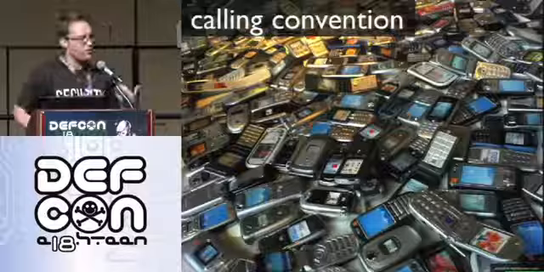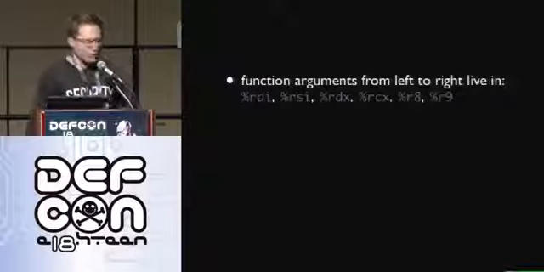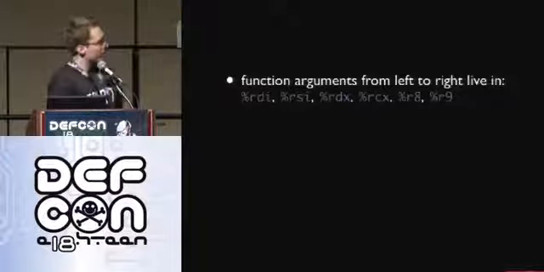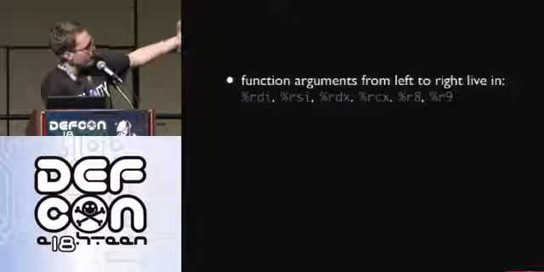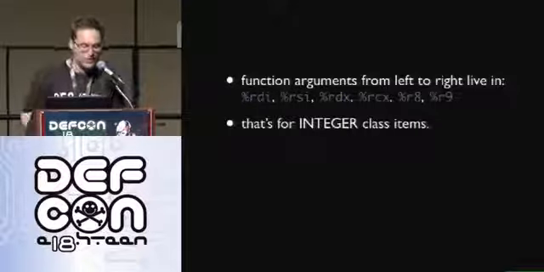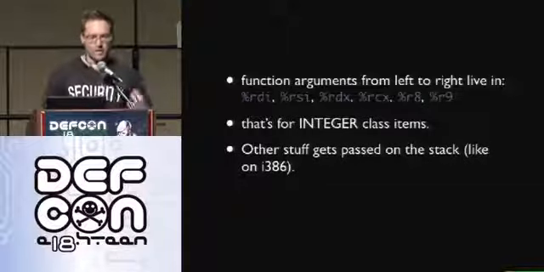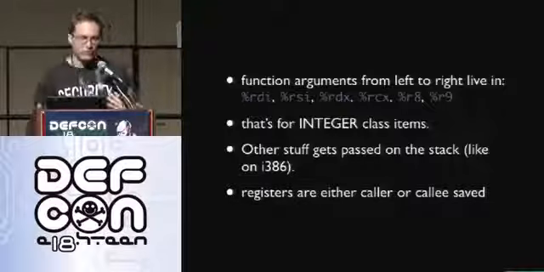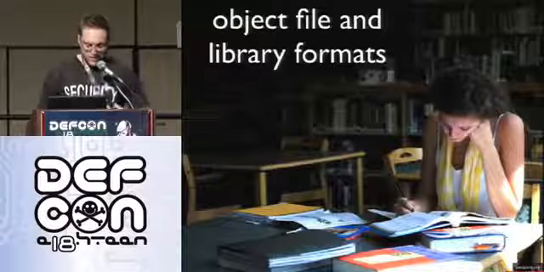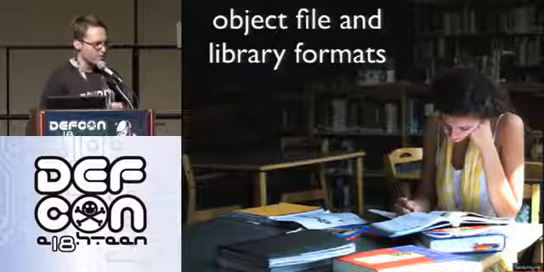We also need to care about calling convention. For calling convention, all we really care about is that function arguments live in registers left to right. So the first argument is in RDI, the second is in RSI, et cetera. But that's only for integer class items. Other stuff gets passed on the stack, similar to the way arguments get passed on i386, if there are any i386 hackers in the room. Registers are either caller or callee saved. And that's pretty much all you need to know about calling convention to make binary patching work later.